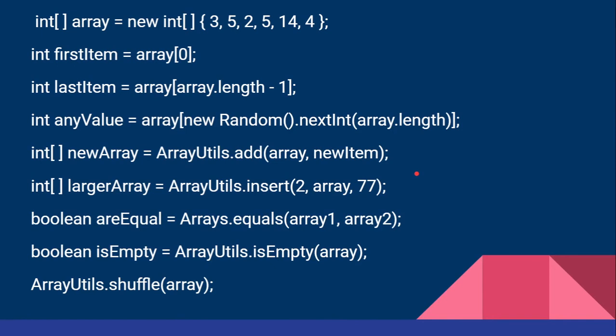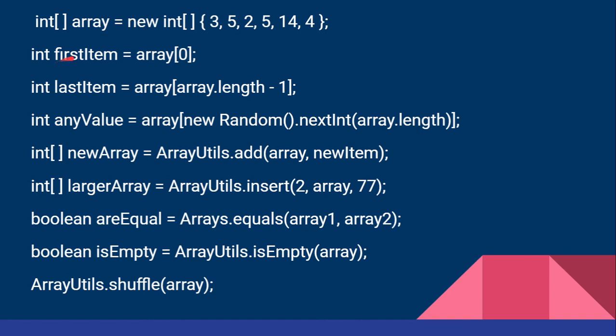And now let us see some more array operations one by one. So here int array is an integer array. We are just creating it using the new operator. We are creating a new array of elements, some elements like 3, 5, 2. Some elements are given over here.